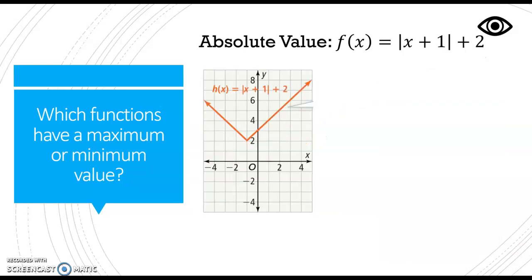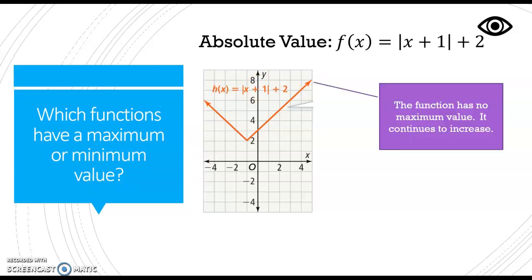Here's an absolute value function. Look at the highest point. The highest point, these ones are actually tied, even though they don't really look tied. They both have arrows on them. They're both pointing up. So there is no highest point. There's no maximum value. It continues to increase.